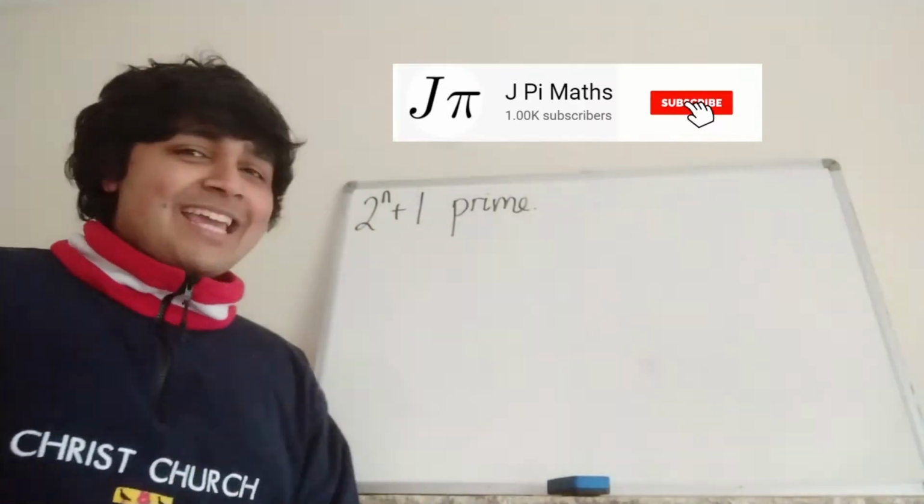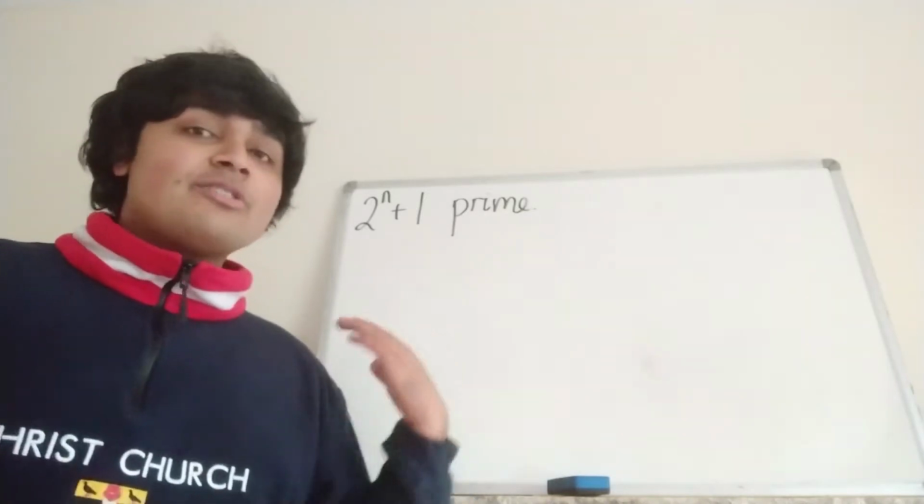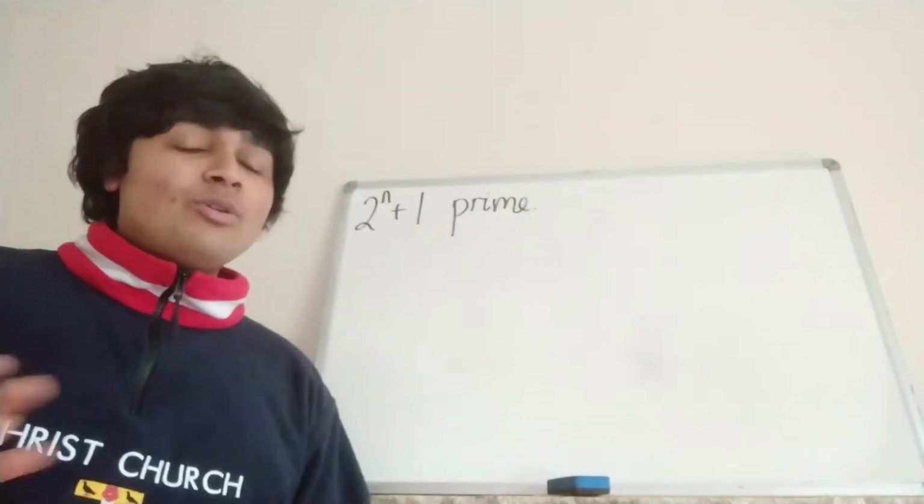Okay, so we have that 2^n + 1 is prime, and we want to show that n is a power of 2. To prove that, we're going to use contradiction. So suppose, for contradiction, that n is not a power of 2.